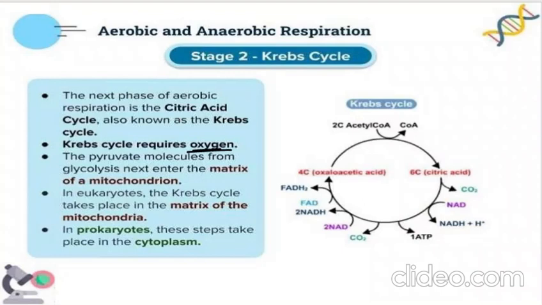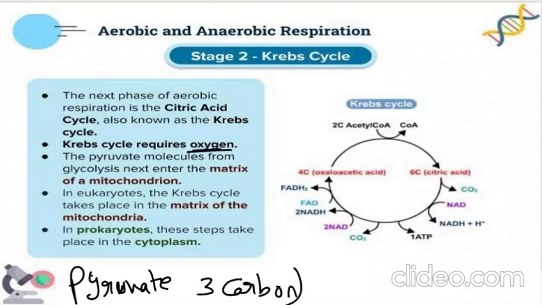Now, the pyruvate molecule. We remember that when glucose was broken down, we got pyruvate, which consists of three carbon molecules. Now, what happens to this pyruvate is, from glycolysis, it enters the matrix of a mitochondrion, which means it enters the inner part of the mitochondria. Now, what happens in eukaryotic cells? In eukaryotic cells, the Krebs cycle occurs in the mitochondria.